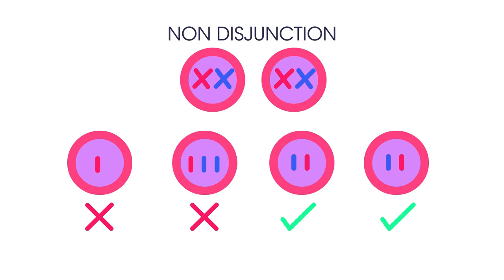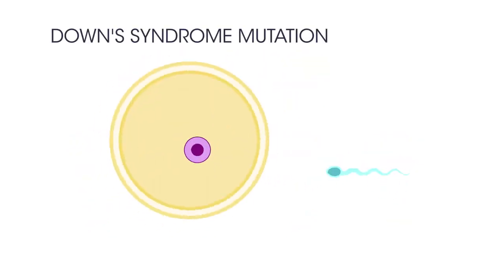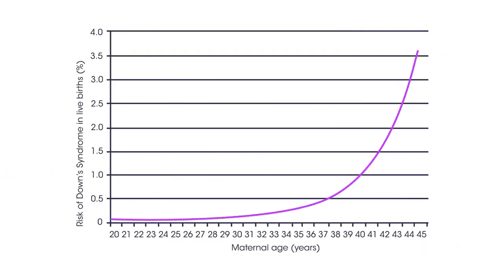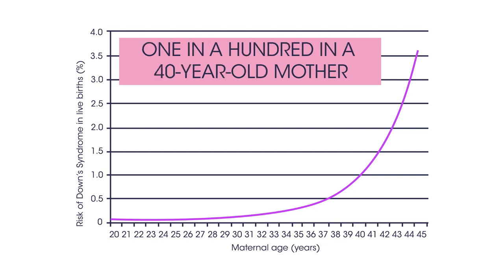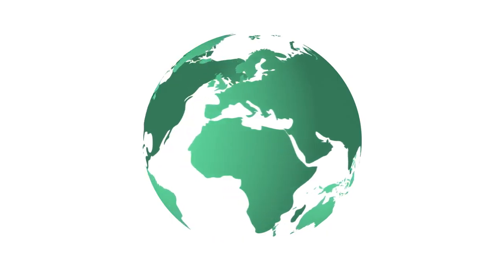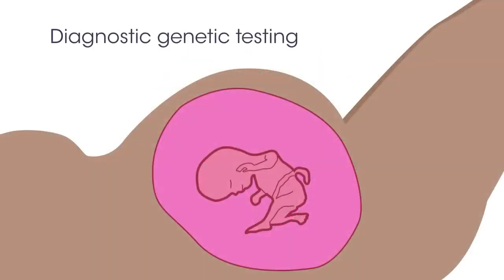Non-disjunction does occur with other chromosomes, but these usually result in miscarriage. This is less likely to happen with a 21st chromosome because it is relatively small. The Down syndrome mutation appears to occur in the production of ova rather than sperm, and its incidence increases with the age of the mother. The chance increases from approximately 1 in several thousand in a teenage mother to 1 in 100 in a 40-year-old mother.